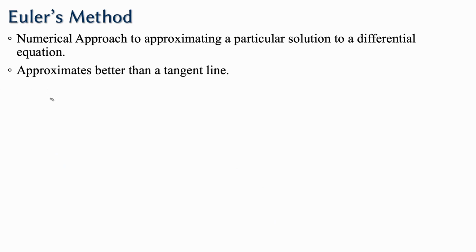Now, the one new part from this section that we didn't see last year is something called Euler's method. Euler's method, obviously named after the mathematician Euler, gives us a numerical approach to approximate a particular solution of a differential equation. Obviously, we just did it a moment ago in the AP question using a tangent line. This gives us something that's a little bit better than using a tangent line.